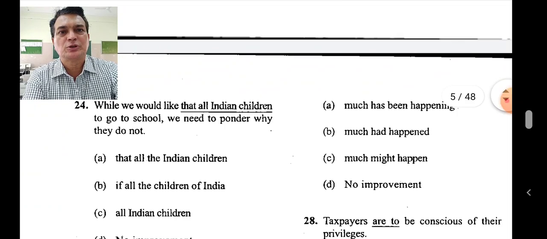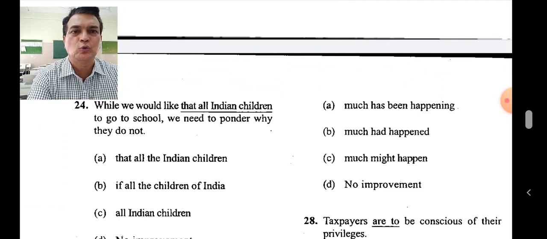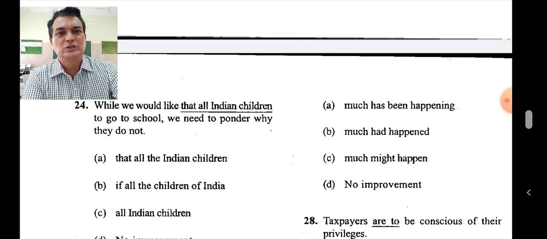Let's take up question number 24. While we would like that all Indian children to go to school, we need to ponder why they do not. That all the Indian children, if all the children of India, all Indian children.